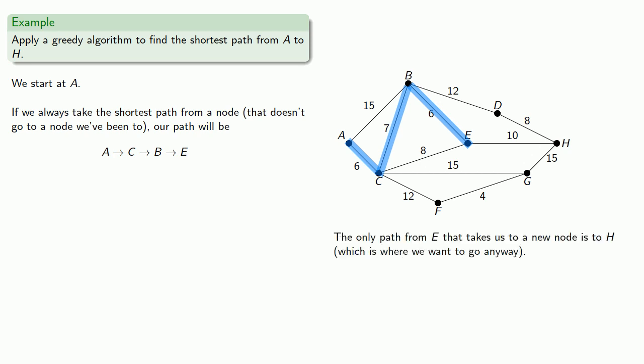The only path from E that takes us to a new node is the path to H, which is where we want to go anyway. And so our last leg is going to go from E to H, and our total distance, A to C is 6, C to B is 7, B to E is 6, and E to H is 10, for a total distance of 29.